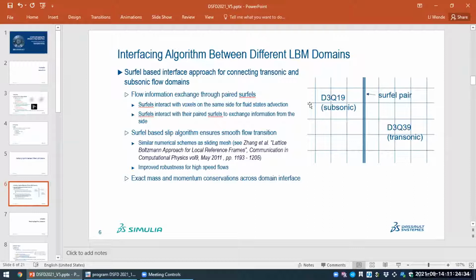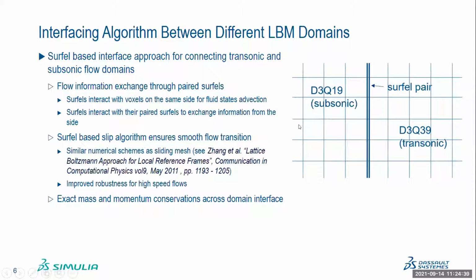So I will briefly introduce the algorithm we use for interfacing between different LBM domains. We use surface pair-based algorithm to connect the subsonic and transonic flow domains. On the right-hand side, there's a picture. You can see that there's a subsonic lattice on the left and a transonic lattice on the right. And on the interface, there are several pairs to connect the left domain and the right domain.